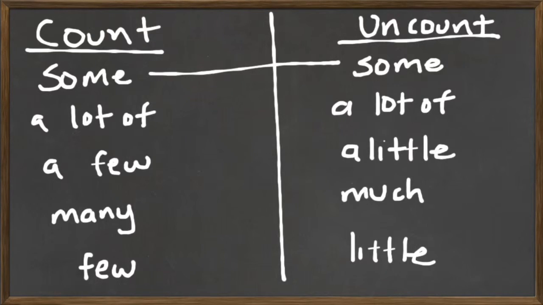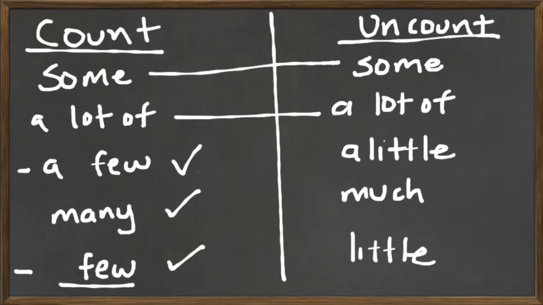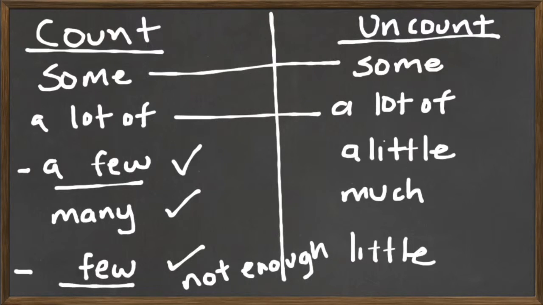Another one that works for both is a lot of, which for example, we have a lot of sugar, uncountable noun, or a lot of iPods, countable noun. Okay, now we have some that are specific for each. For example, for count, we have a few, we have many, and we have few. Now, the difference between a few and few is that a few is a small quantity. For example, I have a few DVDs on my shelf, but if I have few dollars in my account, I'm stating that the quantity that I have is not sufficient. So few is not enough, not good enough, so to speak.